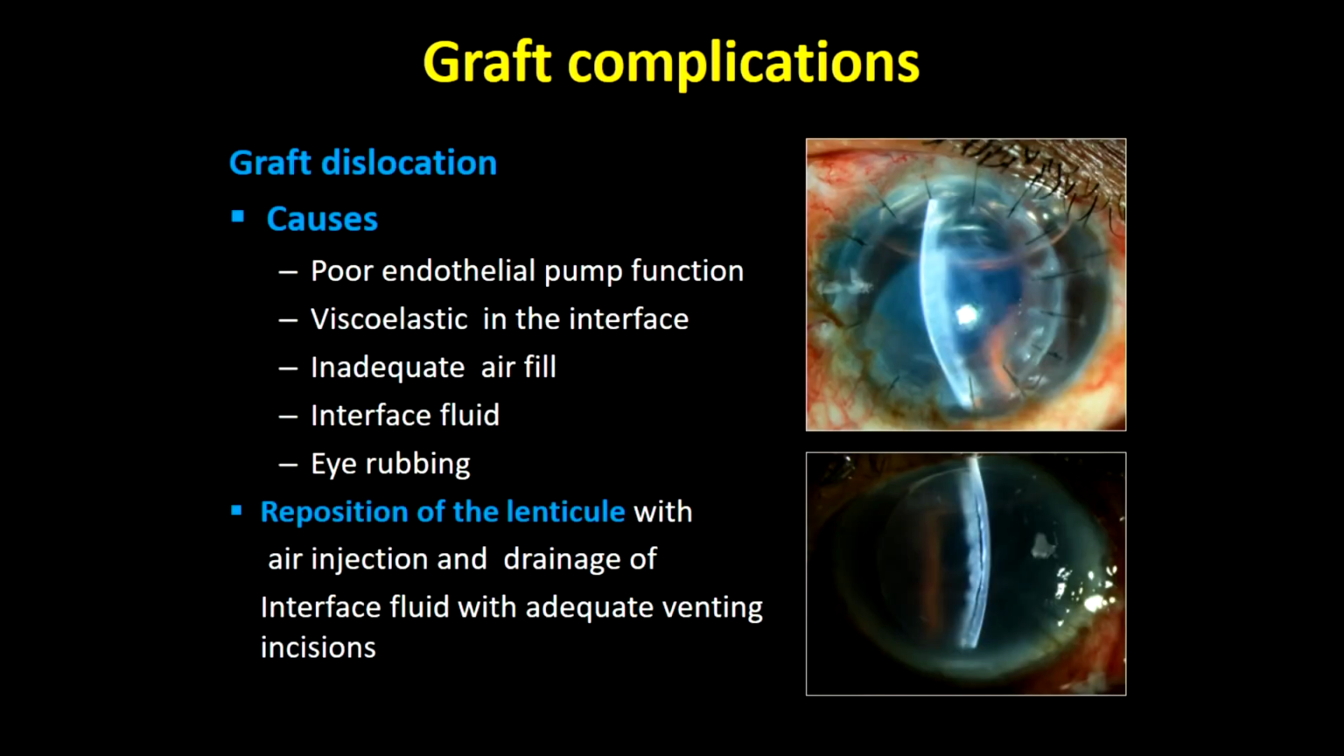Next, coming to the postoperative complications. As you grow mature with your surgery, you try to do somewhat challenging cases, so you can land up in a post-PKP case, which I have shown. The next day the lenticule was in the AC. Please take care of this. The main causes of this dislocation will be poor endothelium function of the tissue, or viscoelastic at the interface, or inadequate air fill, or an interface fluid, or eye rubbing by the patient. Repositioning can be done in the immediate post-op.